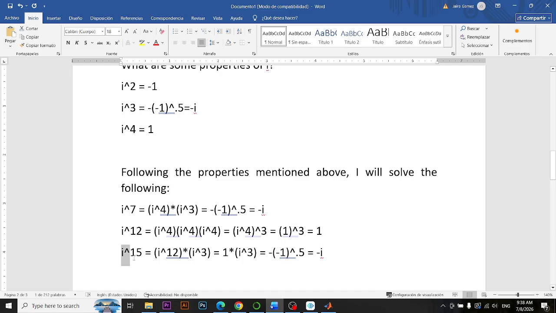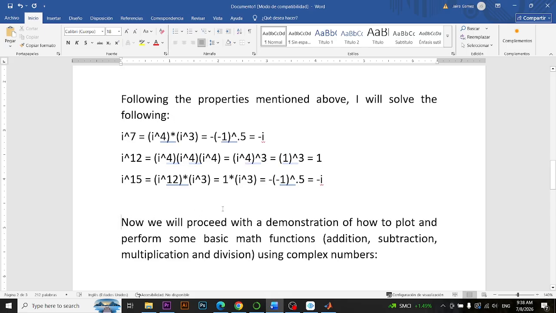And what would i to the 15th be? Well, it would be i to the 12th times i cubed. We know that i to the 12th is 1, as was demonstrated before, and we know that i cubed is equal to -i. And so i to the 15th is equal to -i. So this just shows the power function of imaginary numbers.